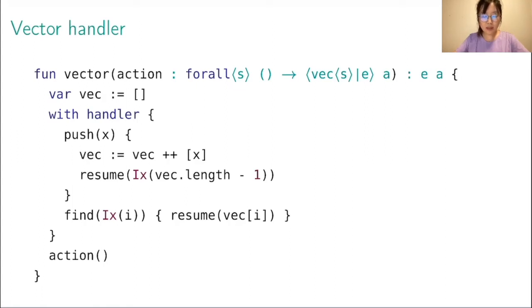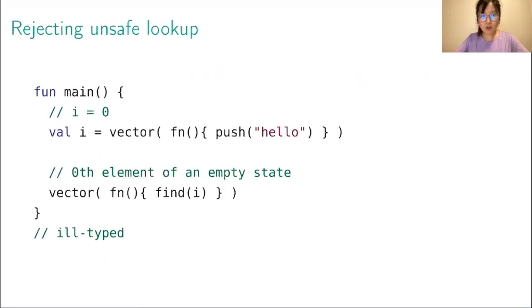Namely, the index is always within the bounds of the local list, as each index is uniquely associated with the current handler scope, and we can only use an index returned by push to find elements in the same handler. And whenever we try to use an index we get from one handler to find the index in another handler, we will get a type error, as the scope of the index does not match the scope of the handler.